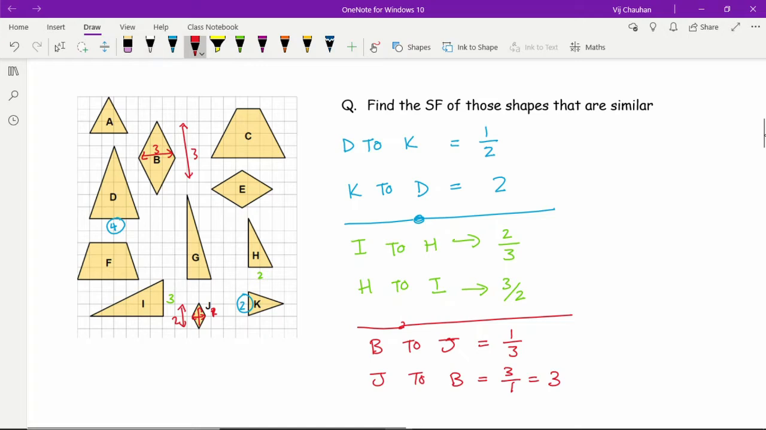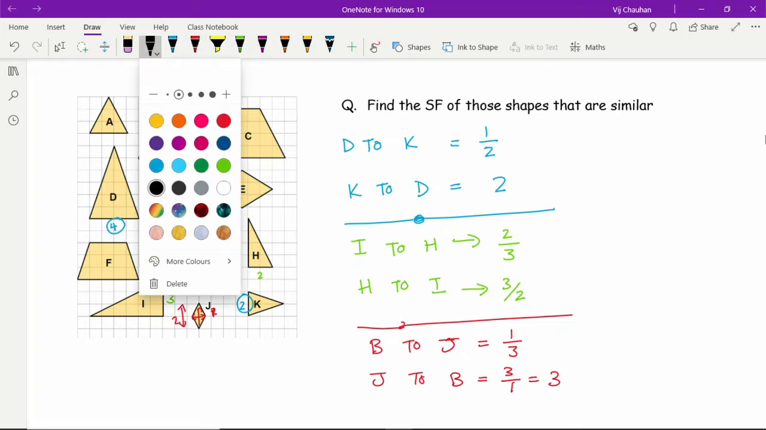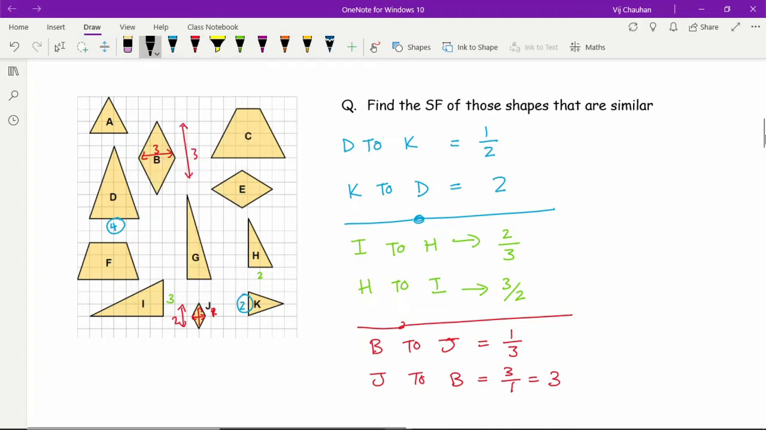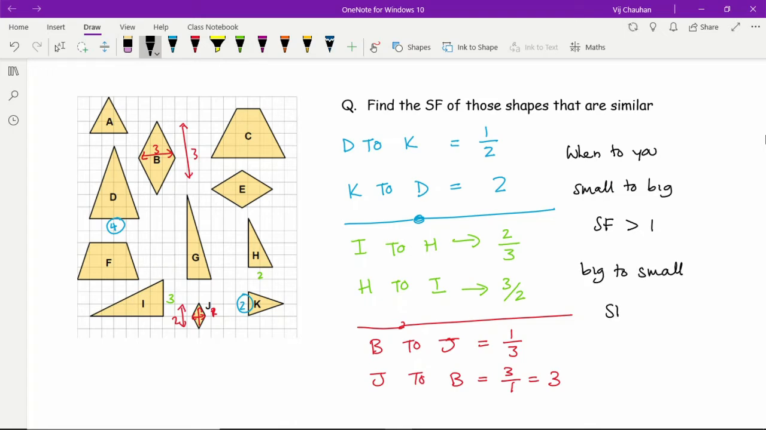It's also worth making a bit of a note. So if we just do a little bit of a note, and again it was mentioned earlier, when you go small to big, the scale factor is going to be bigger than 1, and if you're going from big to small, then your scale factor is going to be less than 1.